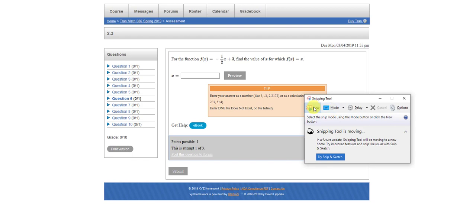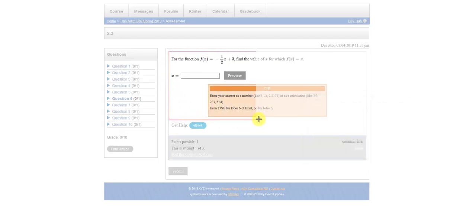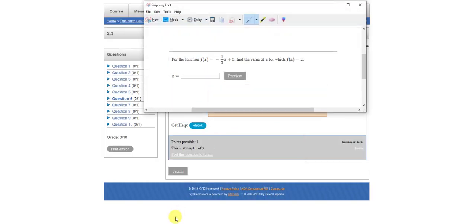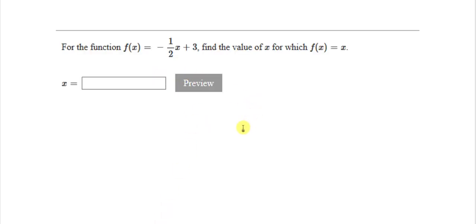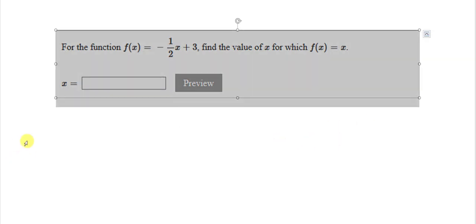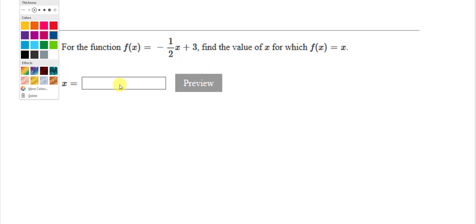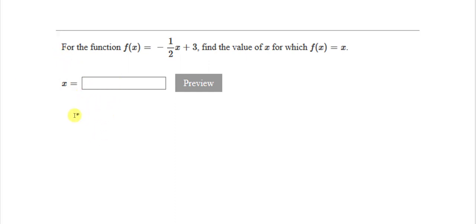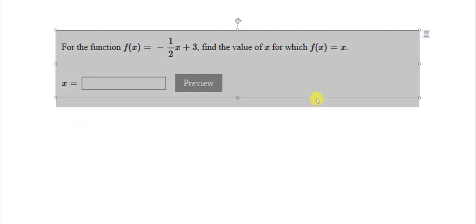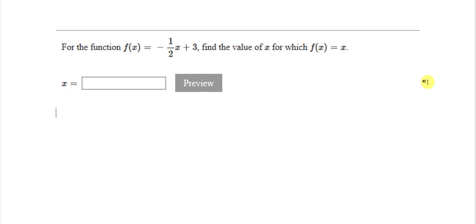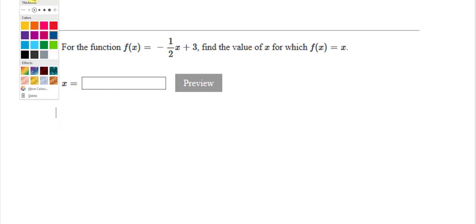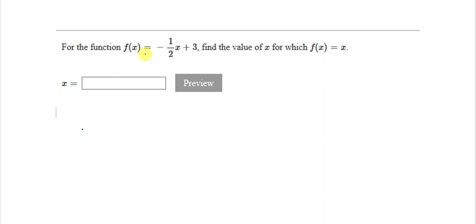Okay, let me just copy this question to the Word, and then we can do it from here. So we are solving for the value of x which makes f of x equal x. So this is the requirement.